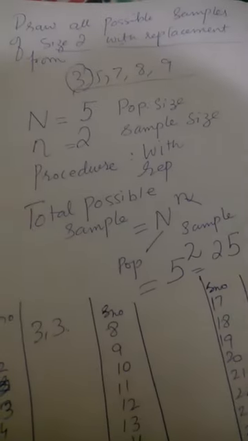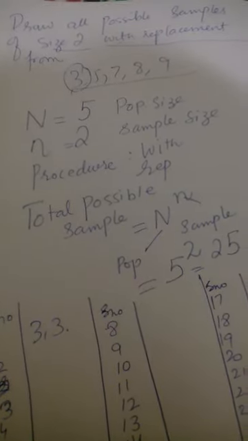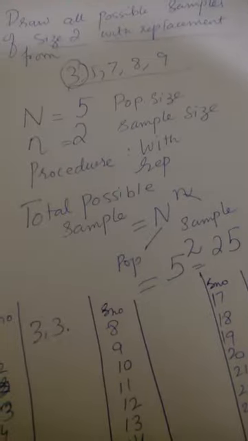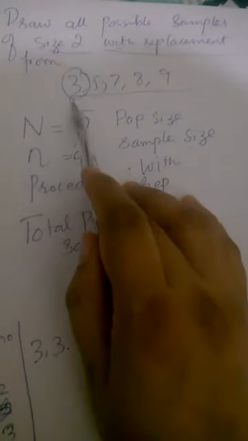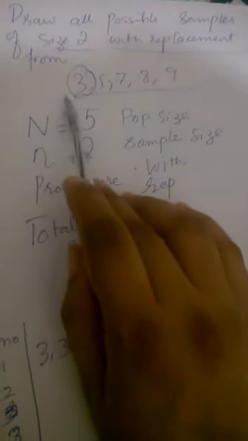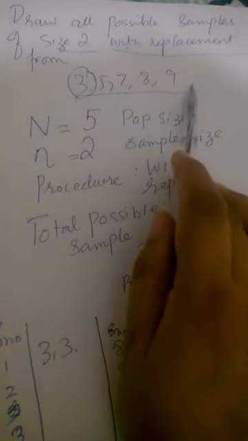This is the question related to drawing a sample of size 2 with replacement from a given population. Now, in the question, there are three important points: what is the sample size, what is the procedure, and what is the population. The population over here is 3, 5, 7, 8, 9.